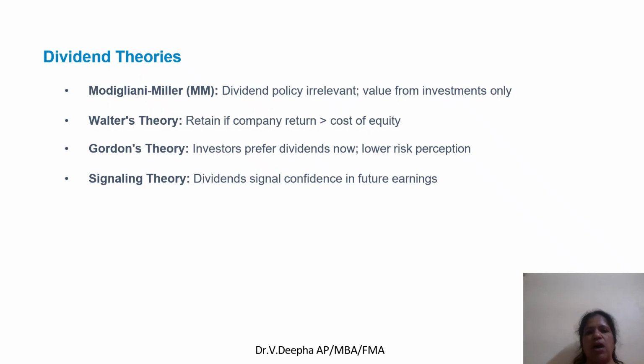Dividend theories: you have the Walter theory, Gordon theory, and signaling theory. Under the irrelevance theory, dividend policy is irrelevant; value comes from investment only. Walter theory: retain if the company's return is greater than the cost of equity. Gordon's theory: investors prefer dividends now, as they carry lower risk. Signaling theory: dividends signal confidence in future earnings and future cash flow.